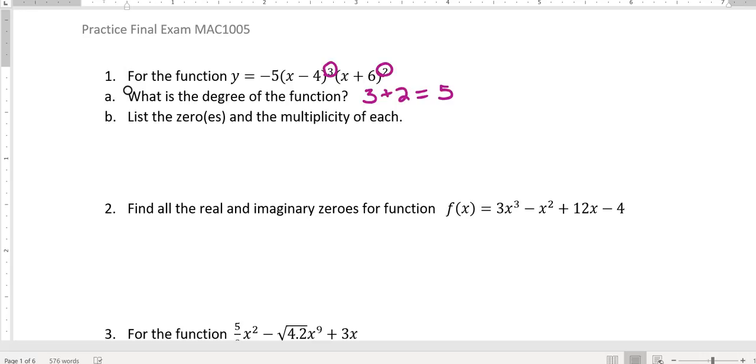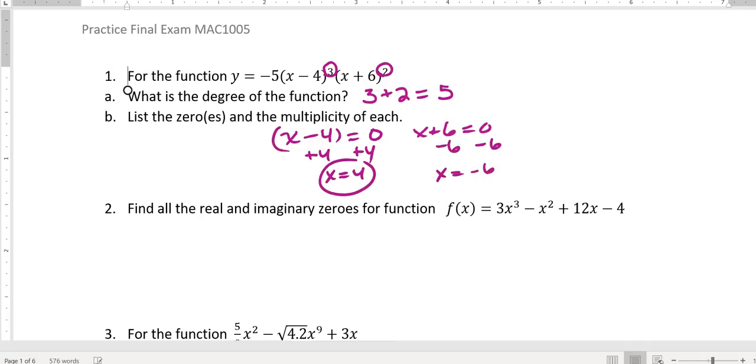List the zeros. Well, it already came factored, so that's really nice. So we're going to say x minus 4 is equal to 0 and x plus 6 is equal to 0. We don't have to mess with the negative 5 because there's no x there. So adding 4 to both sides, x is equal to 4, and subtracting 6, x is equal to negative 6.